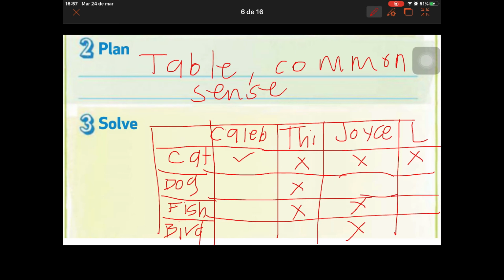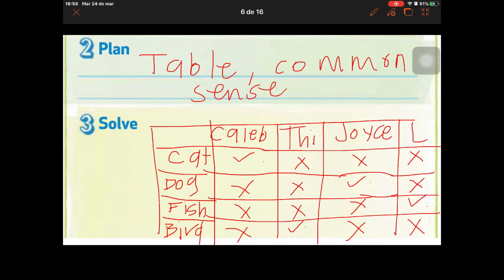Who has a dog? We don't know who has a dog, but we know that Ty doesn't. She has a bird, right? And we know that Joyce has a dog. So, for example, Lavanda won't have a dog and won't have a bird, so she has a fish. And Caleb doesn't have any other. So we already know: Caleb has a cat, Ty has a bird, Joyce has a dog, and Lavanda has a fish. Okay, so that's the answer over there.